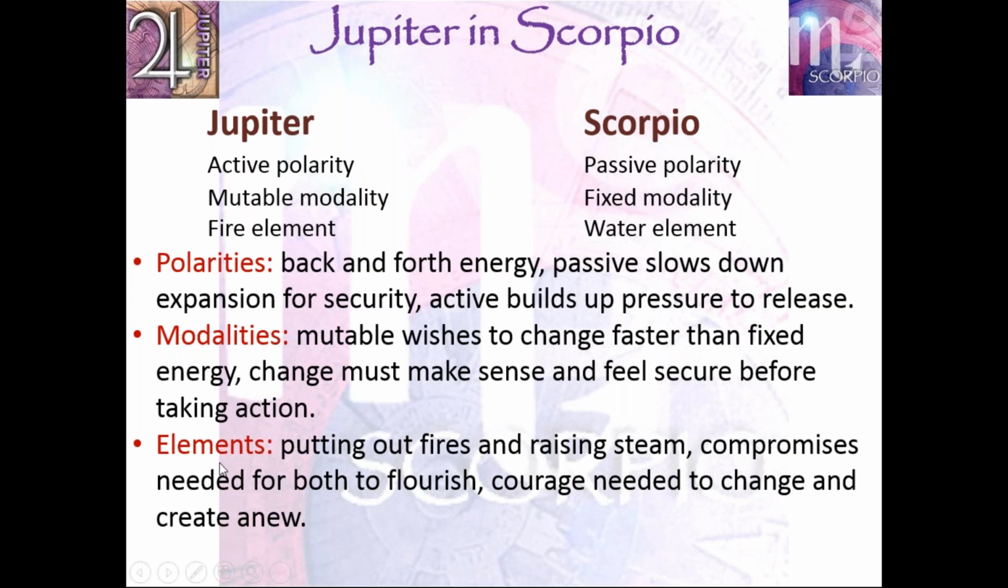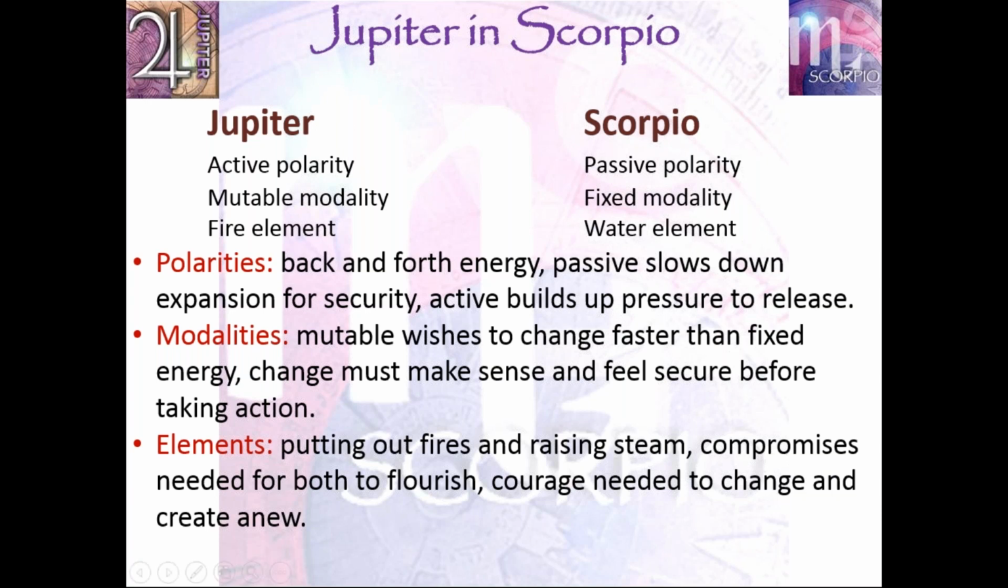And then when we get to the element, we have fire and water. Well, we know what happens here. Water puts out the fire, and fire heats water and creates steam, and it boils over. And so there has to be compromises between these 2 elements of water and fire so that both can have a chance to act, to be, to evolve.